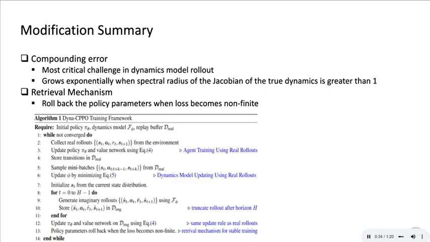Below is a picture of the algorithm framework. You can clearly see the training process in the framework. At line 3, we have agent training using real rollouts, and dynamics model updating using real rollouts is done at line 6. From line 8 to 11, that's where we do the agent training with imaginary rollouts. And also at line 13, that's where we use our recovery mechanism for stable training.